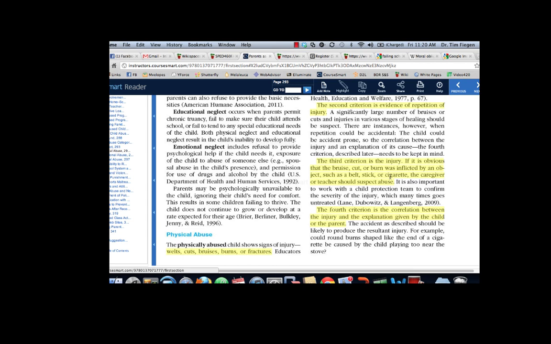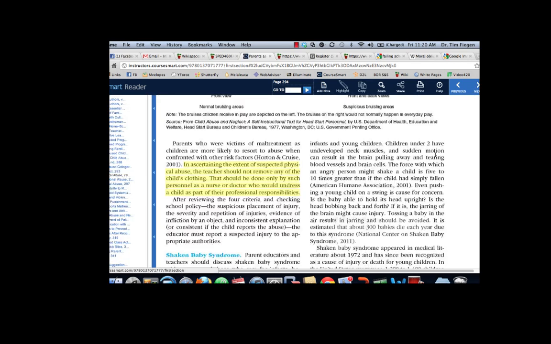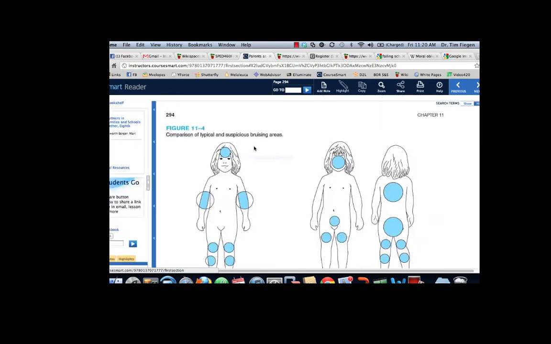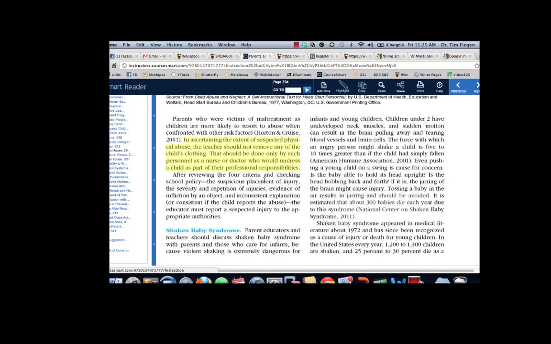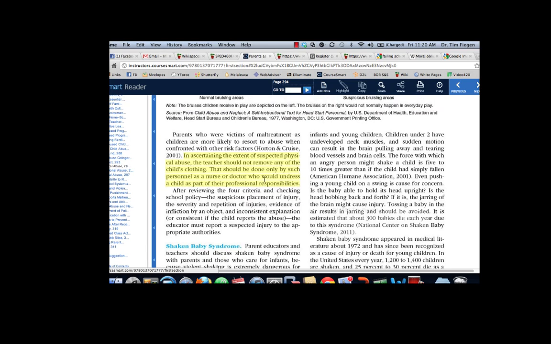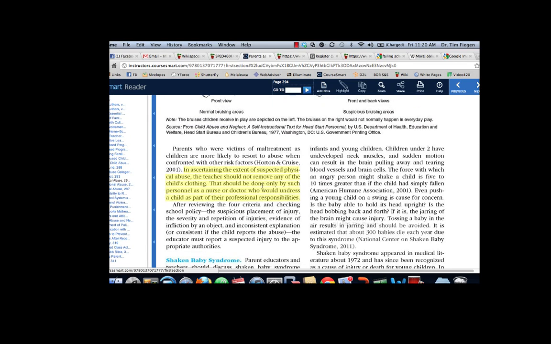This becomes a collaborative effort by you. These are interesting, these typical and suspicious bruising areas. And it talks here about how you don't ever want to look under the clothes if you're wondering. Again, that's above your pay grade. You seek help. That's only done by a professional.